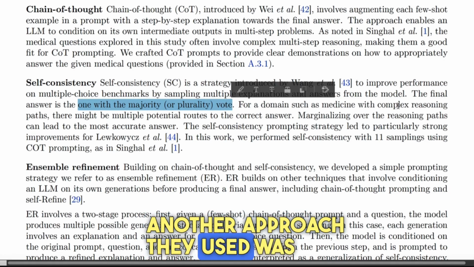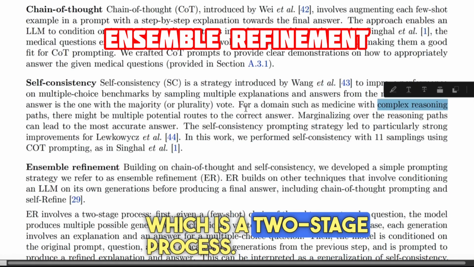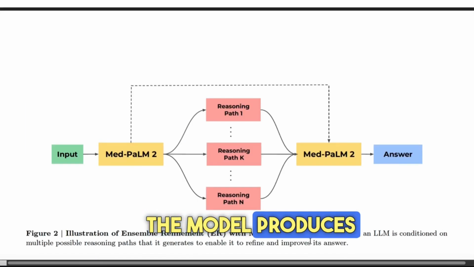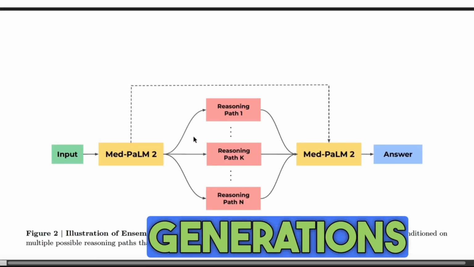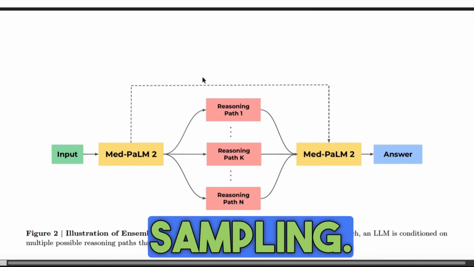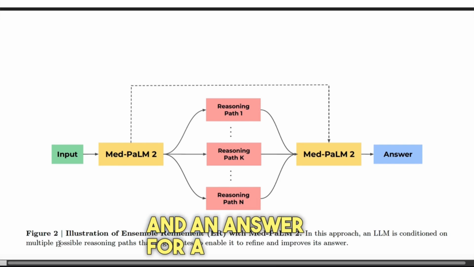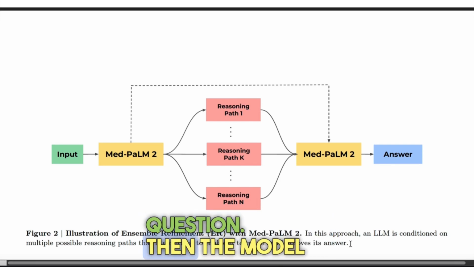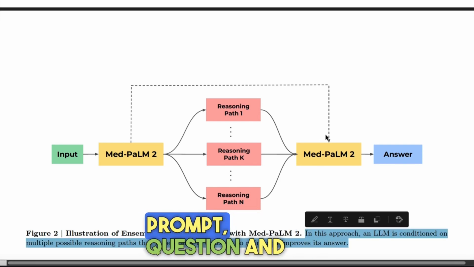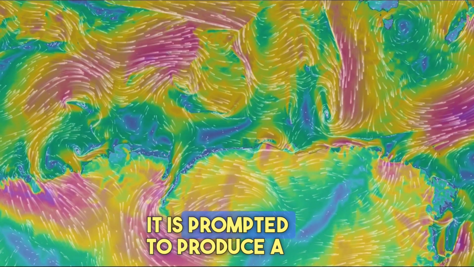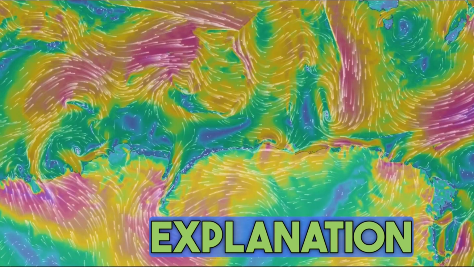Another approach they used was ensemble refinement, which is a two-stage process. First, given a chain of thought prompt and a question, the model produces multiple possible generations stochastically via temperature sampling. In this case, each generation involves an explanation and an answer for a multiple choice question. Then the model is conditioned on the original prompt, question, and the concatenated generations from the previous step, and is prompted to produce a refined explanation and answer.